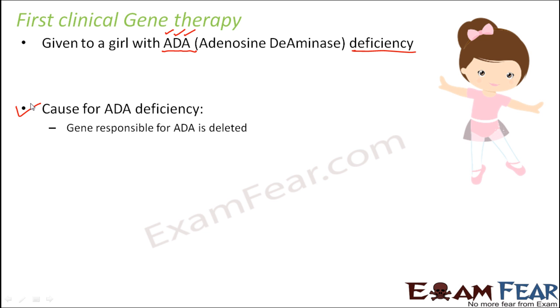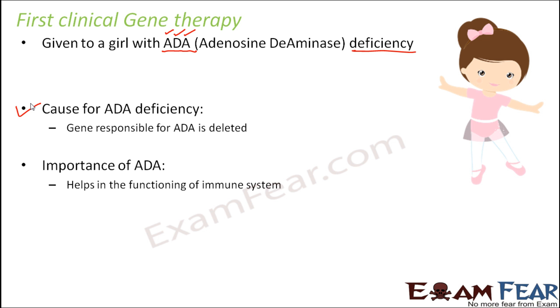Okay. Now, what will happen if there is deficiency of ADA? How important is this? Let's see the importance of ADA. It helps in the functioning of the immune system, and you can understand how significant the immune system is. Because the immune system is like the shield of our body. It protects our body from small infections to big infections. The immune system really has to be strong, because if it is very weak, then even a small virus can become fatal and kill the person.